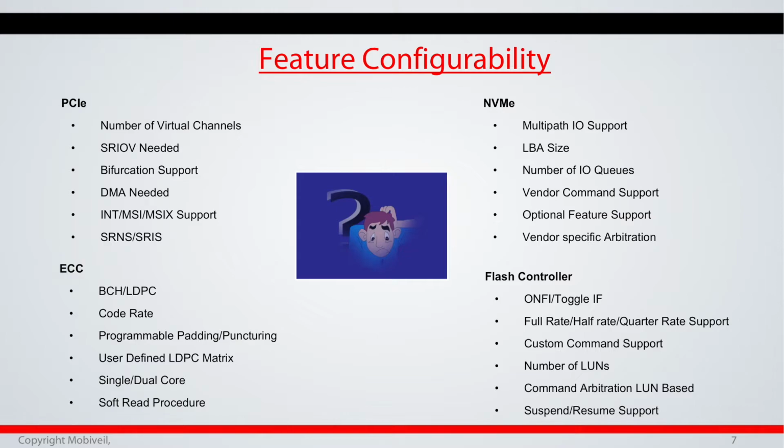Similarly, what is a soft read procedure? If you look at these, just the 4 parts, again, there are a huge number of features which are available, and we need to provide this configurability in our solution, because we don't assume that the 2 customers are going to come and say, I want this code rate. So we have to have a solution where it is still usable and the customer can decide what is the code rate they want to actually use for their requirement.